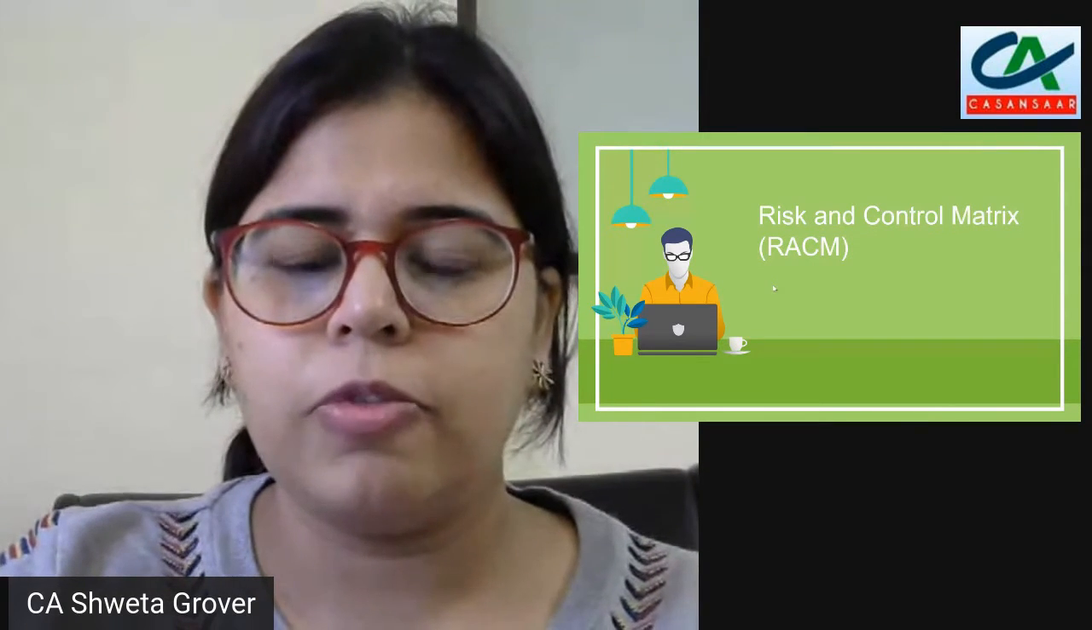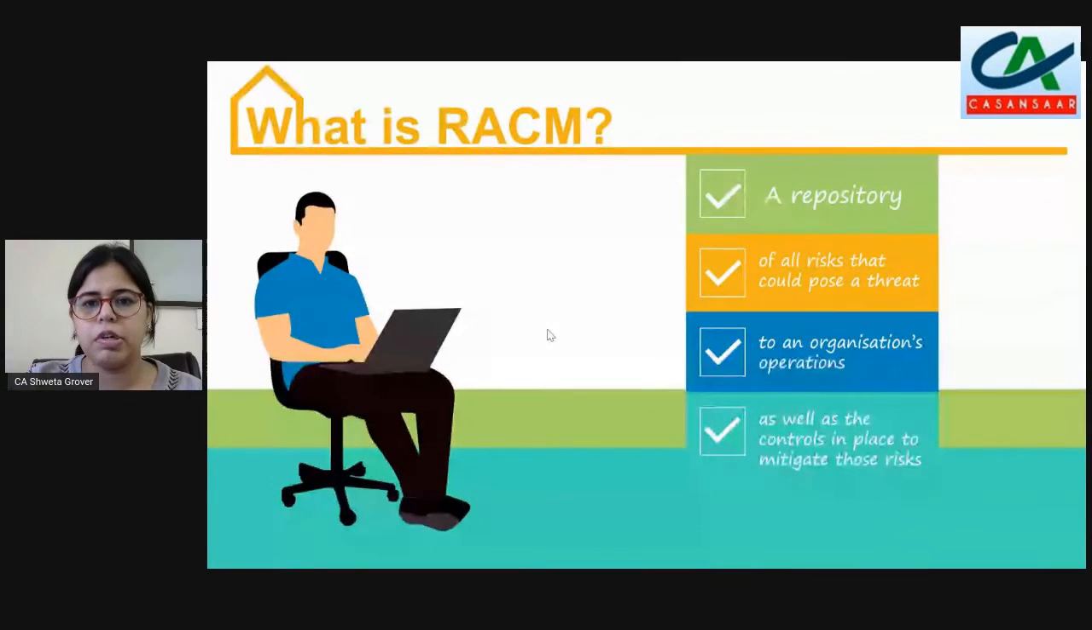So RCM, first of all, we need to understand what exactly is RACM, that is risk and control matrix. A risk and control matrix is a repository of all risks that could pose a threat to an organization's operations. When we are making a repository of risks, we have to mention their respective controls. So the definition will complete when we add controls to it: a repository of all risks that could pose a threat to an organization's operations, as well as the controls in place to mitigate those risks. This is the main purpose, the main motive why we prepare RCM.